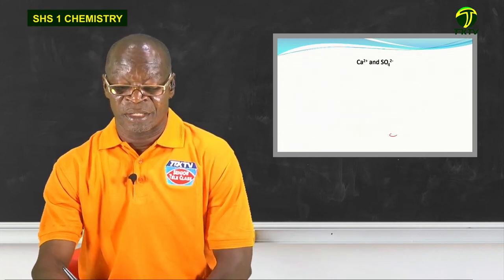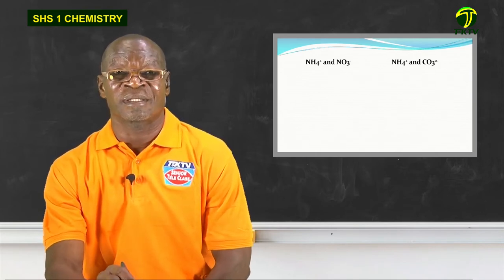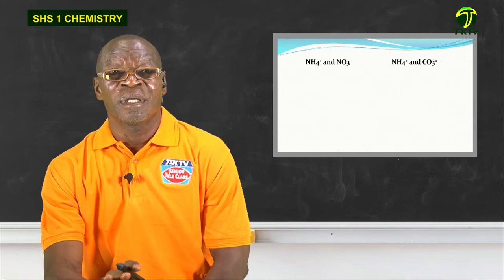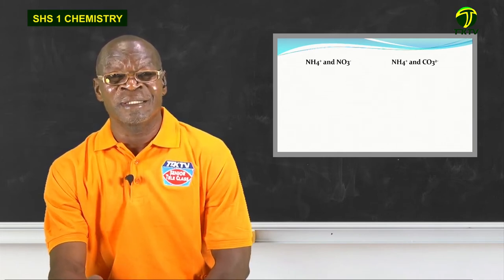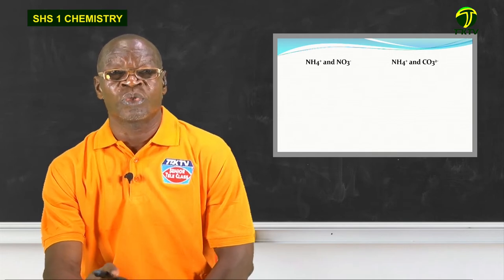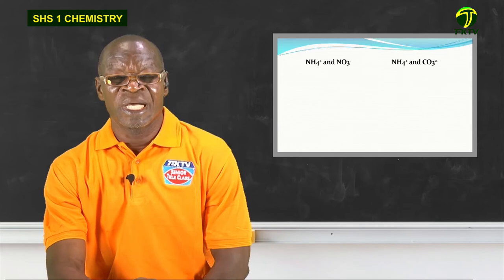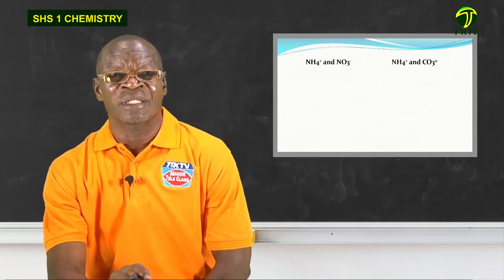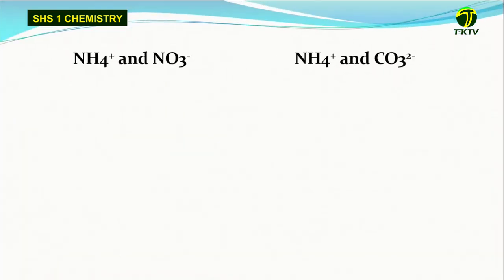Let's look at another substance. This time, both ions are groups of atoms, not single atoms as we saw. So we are going to look at such species. When we have NH4 with a charge of +1, NO3 with a charge of -1, then the whole group NH4 is coming with 1. NO3 is also coming with 1.